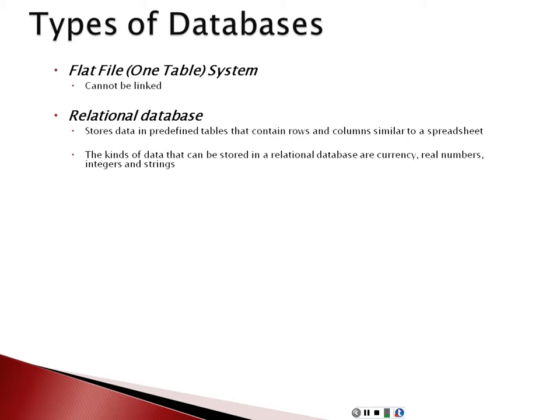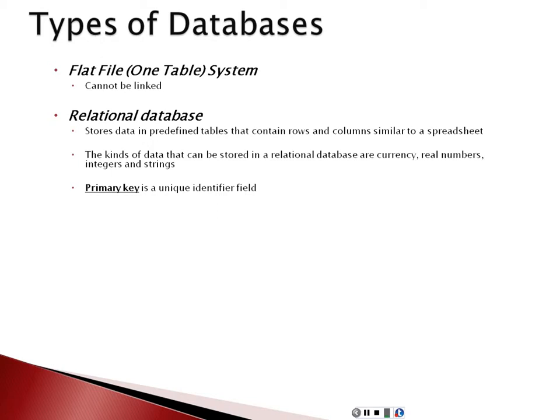The kinds of data that can be stored in a relational database are currency, numbers, integers, strings of data. We saw that text, as far as patient's name, those types of things can be stored in a relational database.